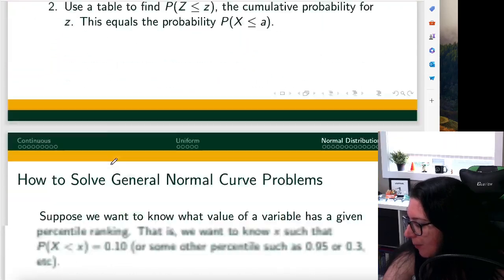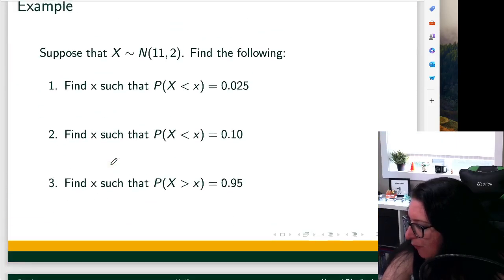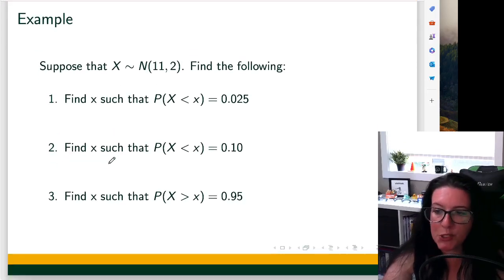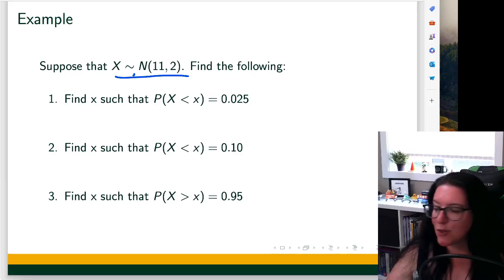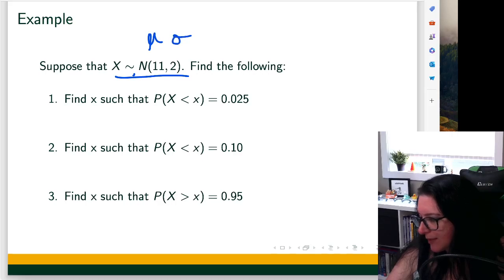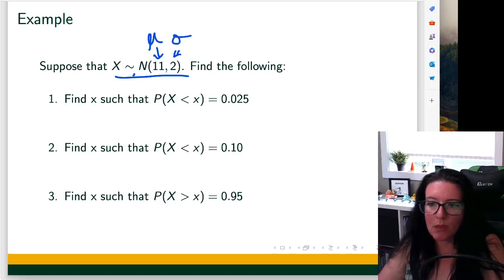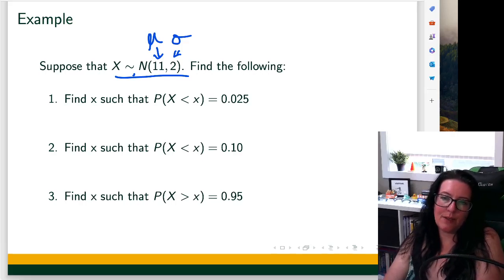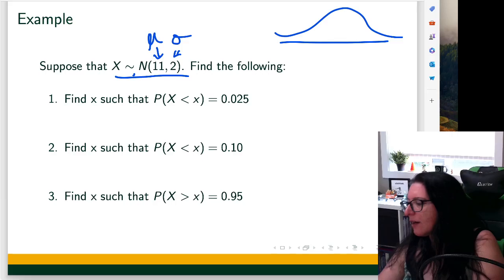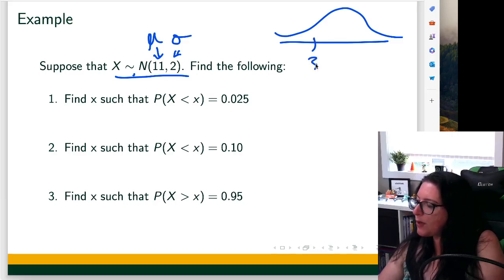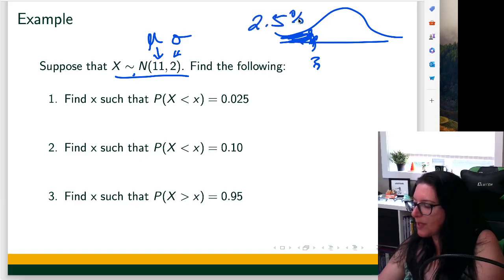What if you want to find that particular event or outcome? So, for example, suppose that we have a normal distribution. So that's what this is telling us here, that x has a normal distribution with mean 11 and standard deviation 2. That's what this notation means here. So, what is x if the probability is 2.5%? So if you think about this here, we're saying, okay, well, we want to know this number here where this area that's less than is equal to 2.5%.